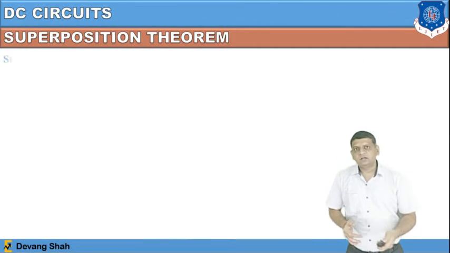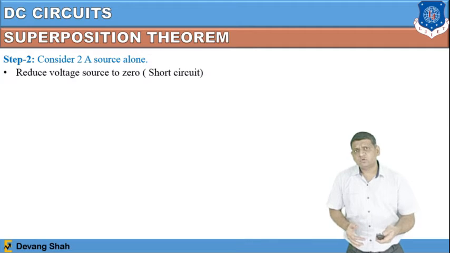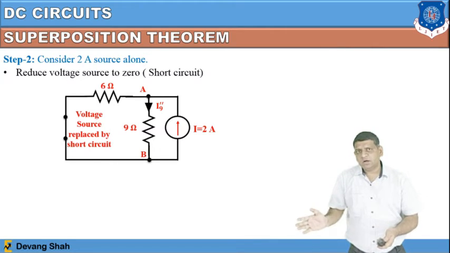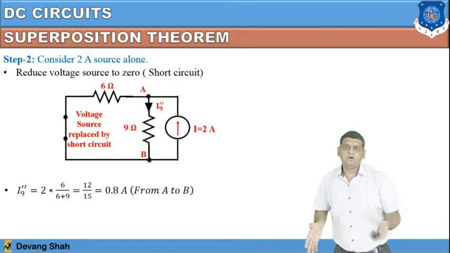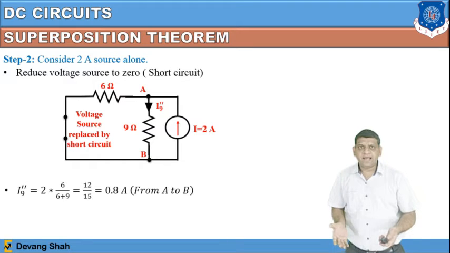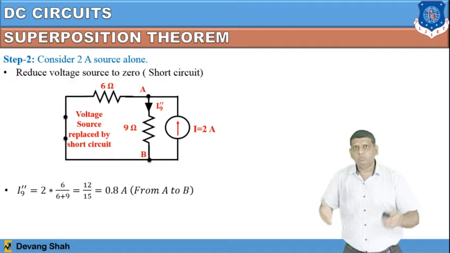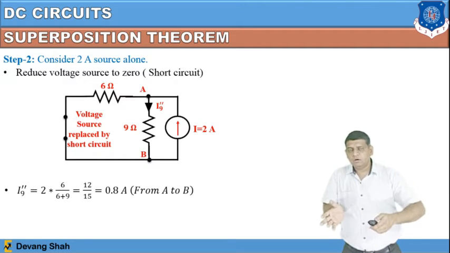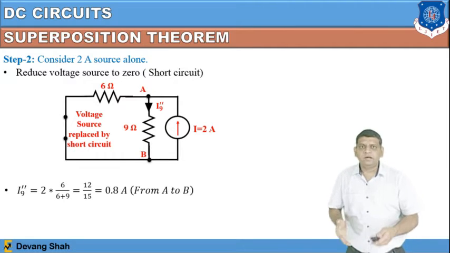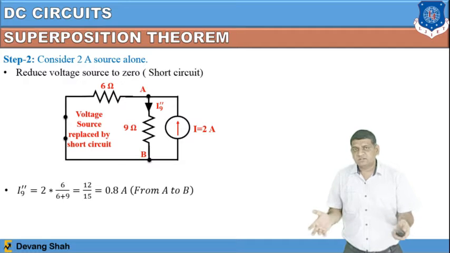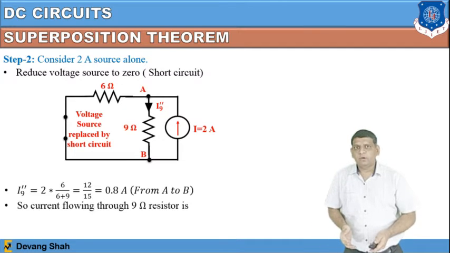In the same way, now consider the 2 ampere current source, where the voltage source must be shorted, or it's 0. Now we are finding the effect of the current passing through the 9 ohm resistance because of the 2 ampere current source. You can easily find it because here it's the current divider rule. So I9 double dash, the current passing through the 9 ohm resistance from the 2 ampere main current source, is equal to 2 multiplied by 6 divided by 6 plus 9. That's the simple current divider rule, so it's 0.8 ampere.